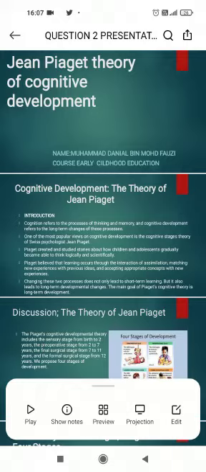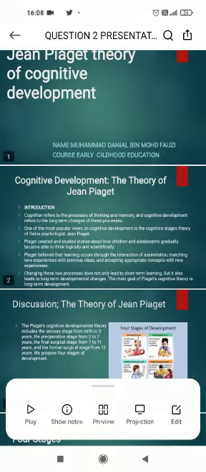and scientifically. Piaget believed that learning occurs through the interaction of assimilation, matching new experience with previous ideas, and accommodation, adjusting appropriate concepts to fit new experience. So changing these two processes does not only lead to short-term learning, but it also leads to long-term developmental changes. The main goal of it is obviously the long-term development. So the theory of Jean Piaget.